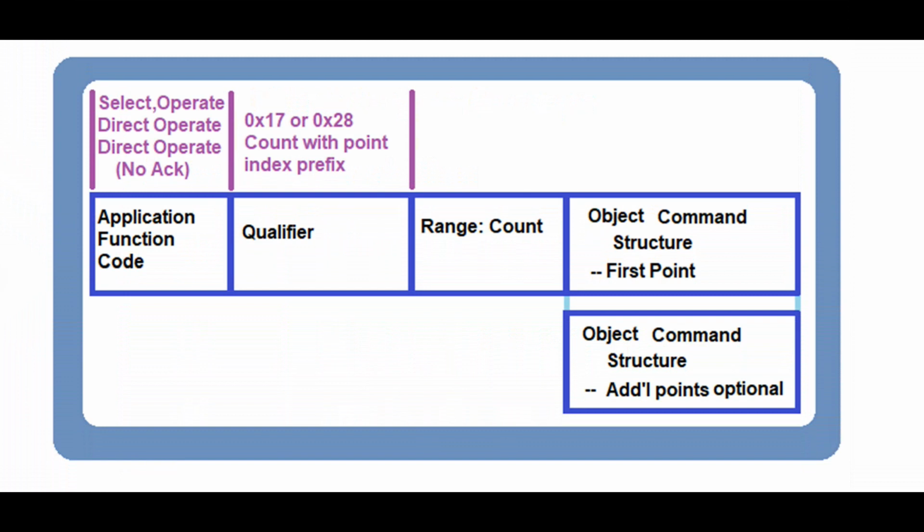All controls are issued with a function code of select, operate, direct operate, or direct operate no ACK, a qualifier of hex 17 or 28 specifying a count of points to control, where each point has a prefix indicating the point index, a range that defines the number of points to control, and the command structure to be discussed in this lesson.